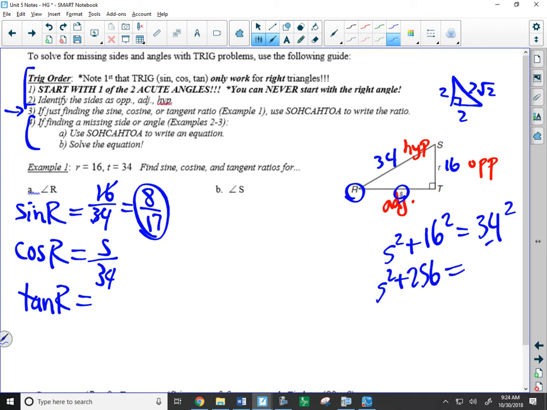Okay, 16 squared, 256. We all know that one. 34 squared. I'm kidding. 34 squared is 1156. Oh yeah, I know that one by heart.